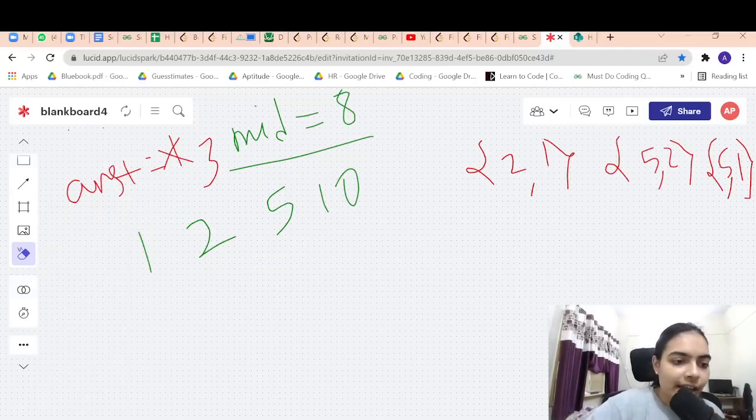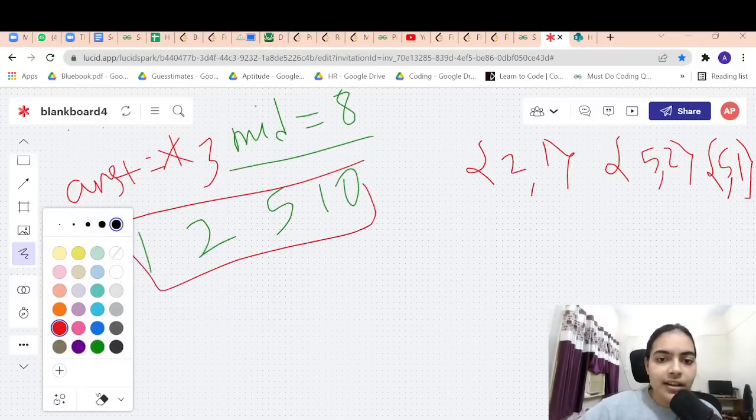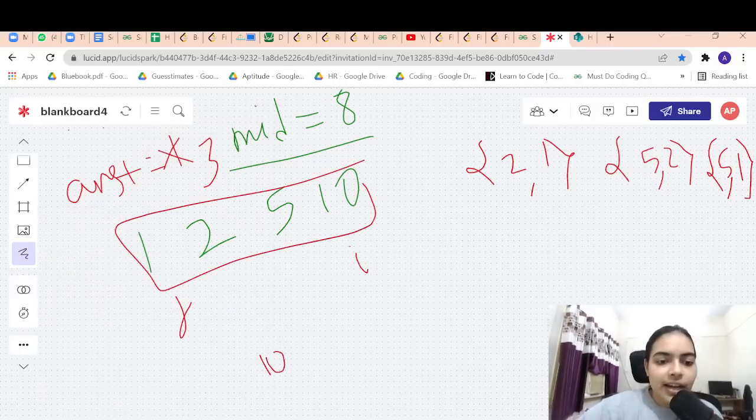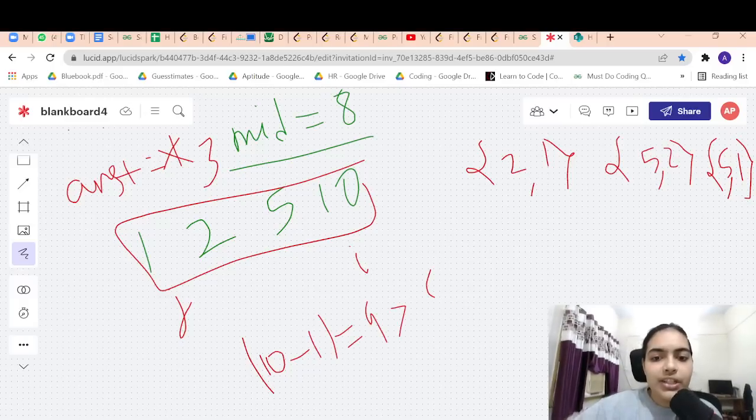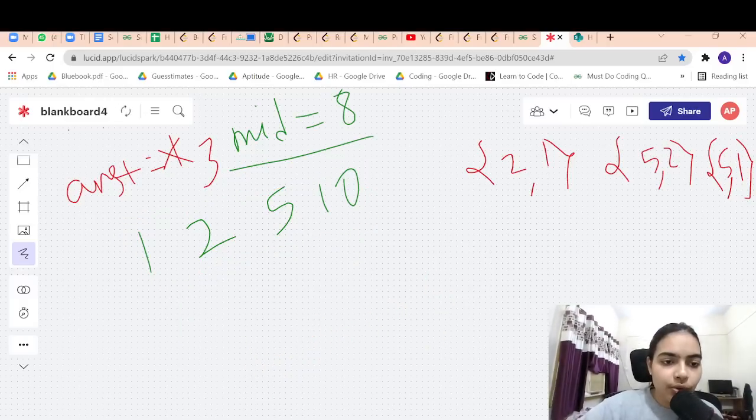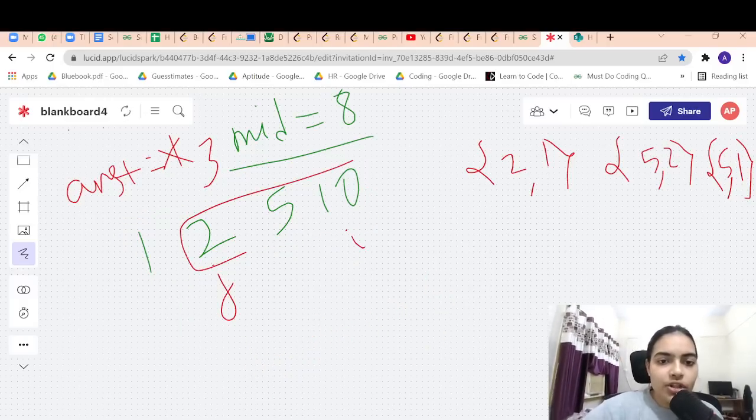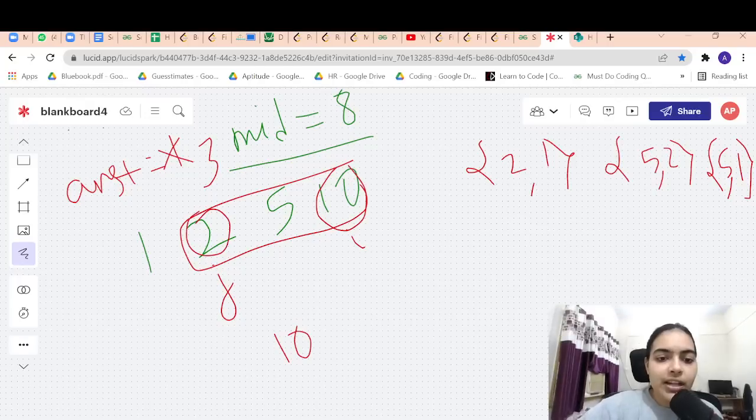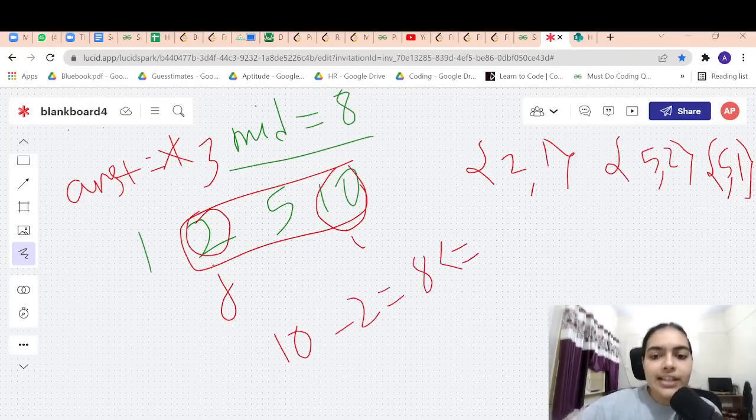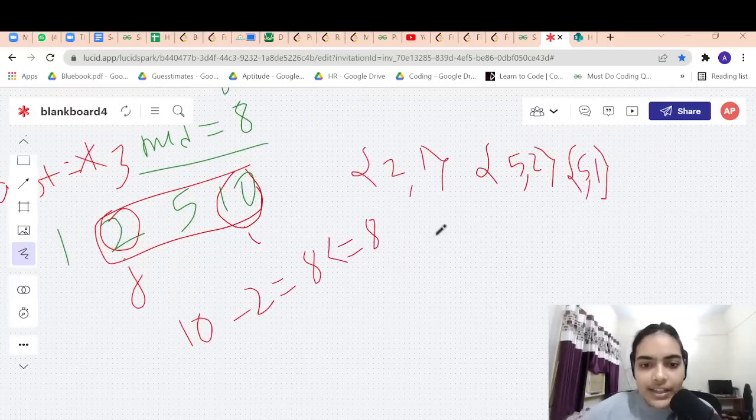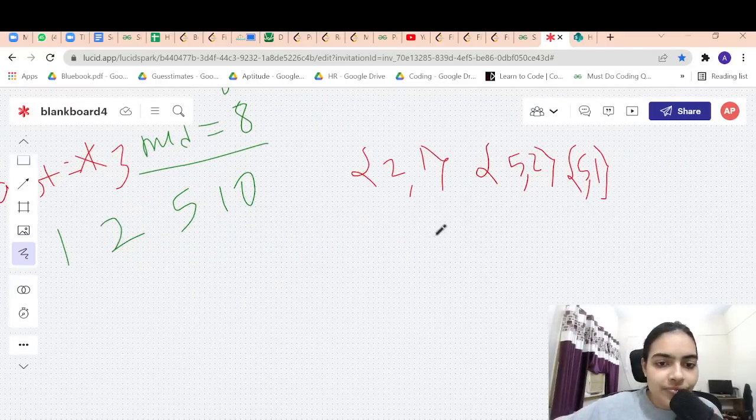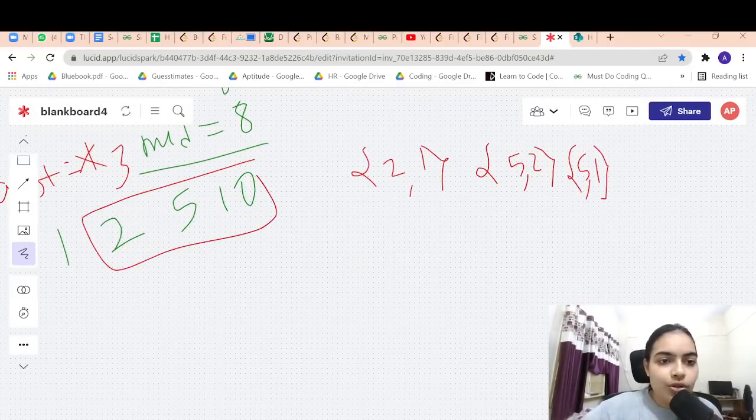Again you will increment I, because it's still within the limits, right? 10 minus 1 is 9. Now for the first time 9 is greater than 8. So what you are going to do? You are going to increment j. Now you will check 10 minus 2. 10 minus 2 is equal to 8. 8 is less than equal to 8, right? So for the first time, this sliding window is also giving you the answer.